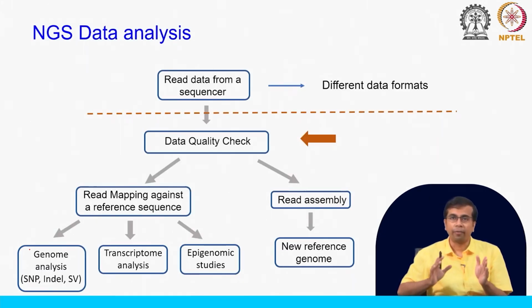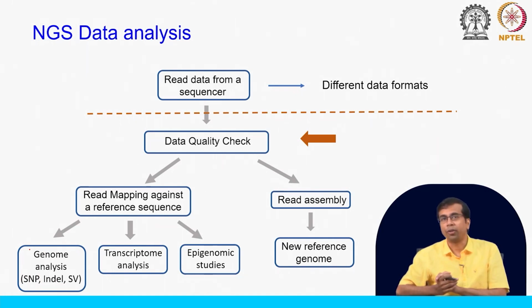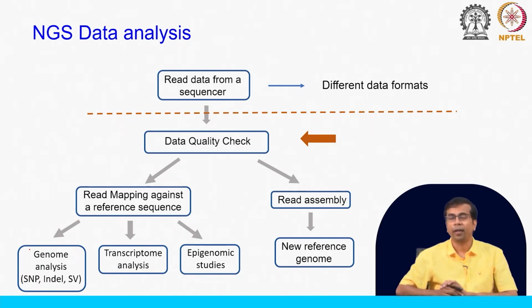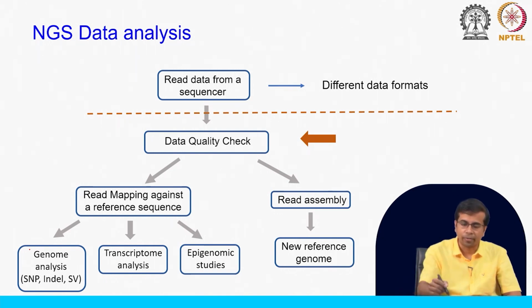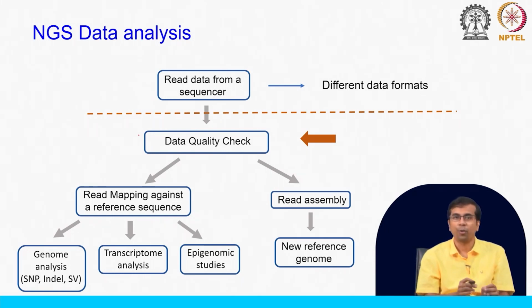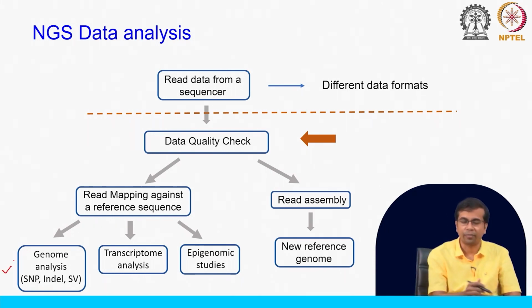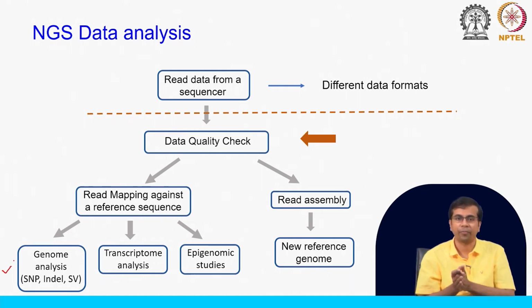Going back to the flowchart that I have already shown you, we have the read data from a sequencer and they come in different data formats. The next step is the data quality check. Here we are now. As we progress, we will go down this path and we will probably add a few more when we come to these stages here, because these are much more complex steps. In today's class we will be talking about this data quality check. How do you check the data quality?